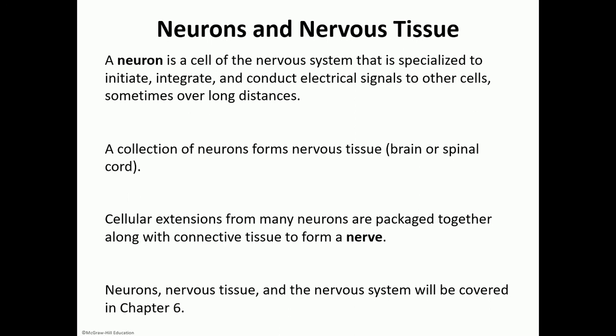If you put a lot of neurons together, you can make a brain, you can make a spinal cord, and again, more detail will definitely be coming our way later on in chapter 6.